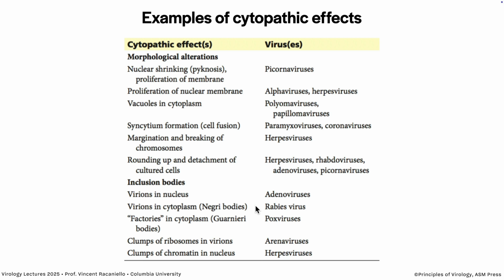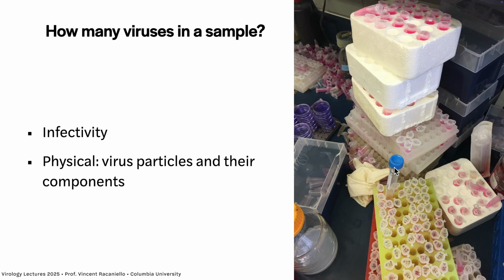There are many kinds of cytopathic effects. You don't have to learn them. You just need to know that they happen when you infect cells with viruses. And we talked about rounding up and detachment of cells. We talked about syncytium formation, many other kinds as well. Cytopathic effects. Okay, next, how do you count the number of viruses in a sample?